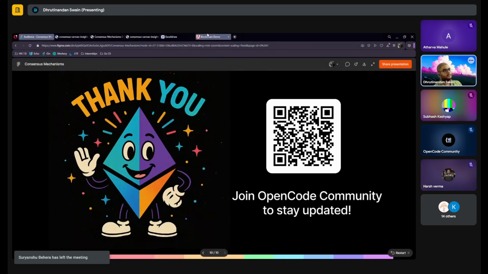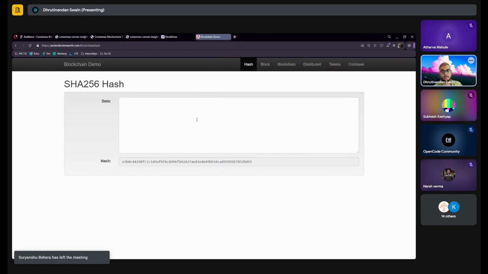So let me show you the blockchain demo, the hashing. As I mentioned earlier, hashing is the process of converting an input given to the hash function into a fixed length string. Bitcoin uses the SHA-256 hashing algorithm. That means any input you give, it will give an output of a 256-bit string. Let me share this site with you guys. You can try it on your own.